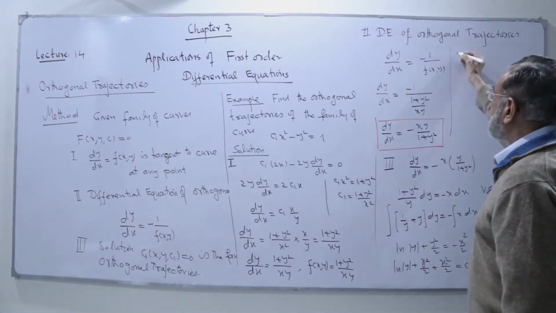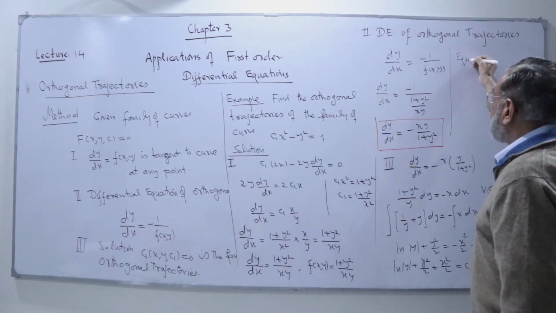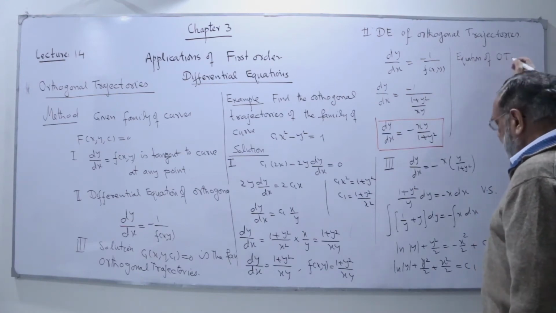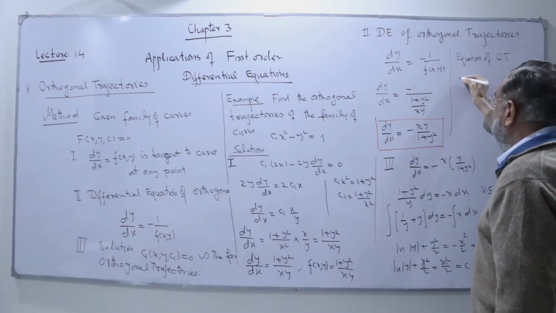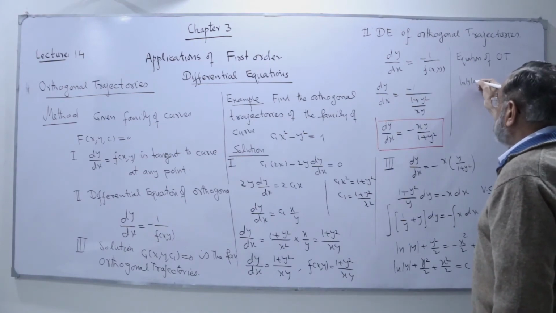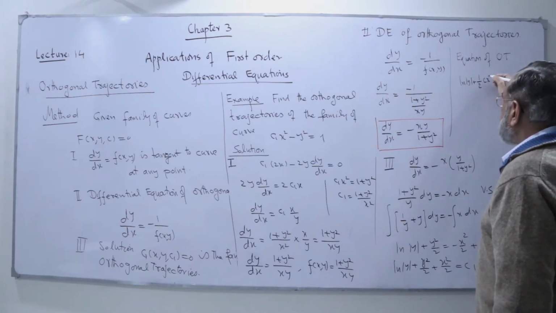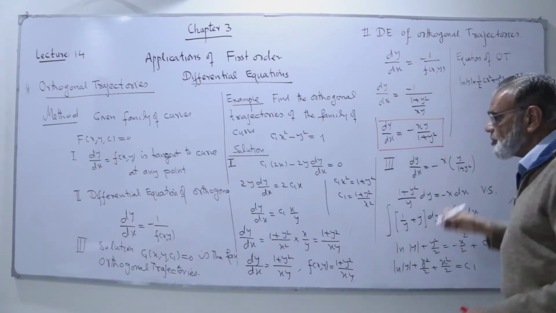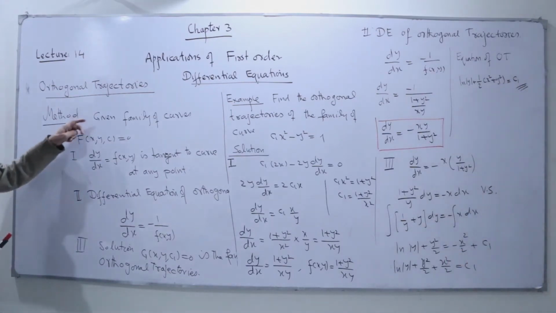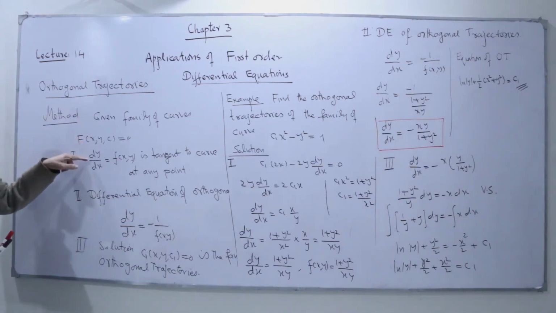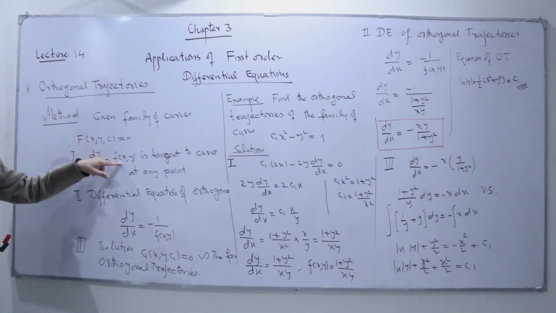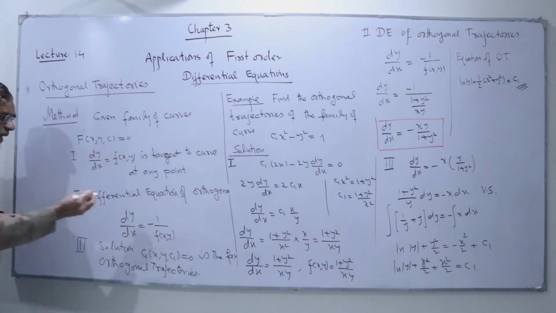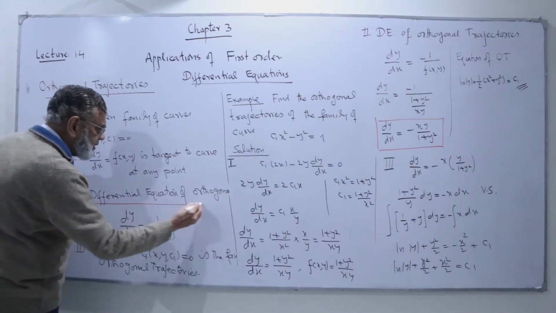orthogonal trajectory. So my equation of the family of curves of the orthogonal trajectory is ln of y plus 1 by 2 (x square plus y square) equal to c1. So this is the solution of my problem. We have the family of curves. I find the differential equation, identify f(x,y), then write the differential equation. That's a very important step. We write the differential equation of the orthogonal trajectory.